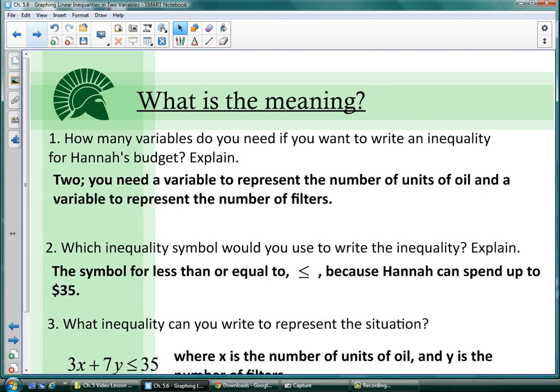So how many variables do you need if you want to write an inequality for Hannah's budget? Well, you need two of them. One variable has to represent the units of oil that she uses, and one represents the number of filters.